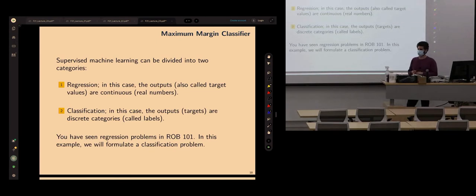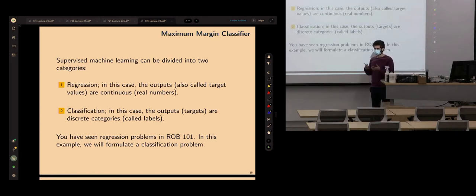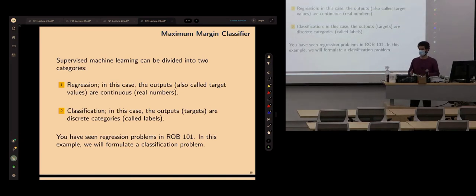Anything that is not supervised is unsupervised. Then you have different categorization within unsupervised learning as well. So we are talking about supervised machine learning. Supervised machine learning itself can be categorized into two different problems. The first one is regression. You've seen regression before. We did linear regression, least squares regression, right?